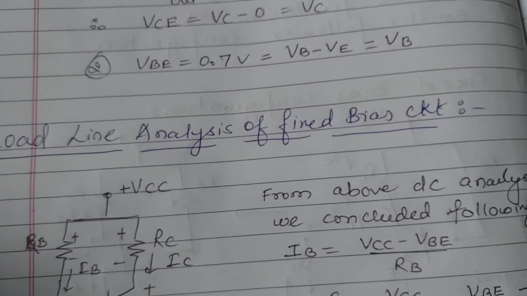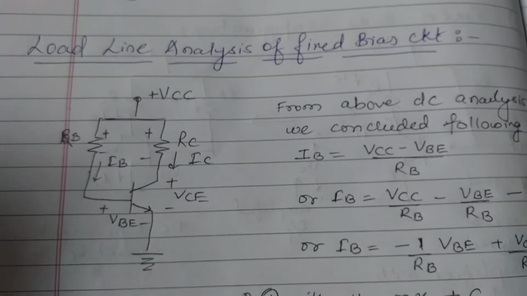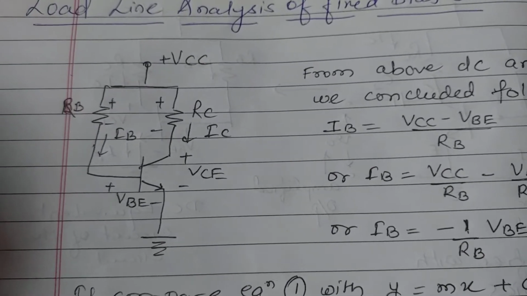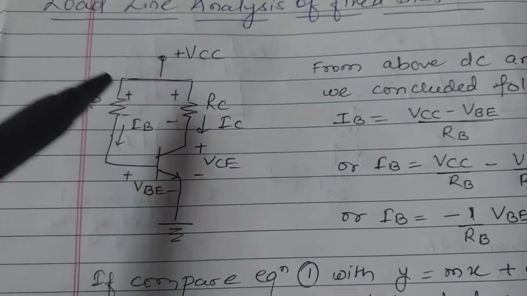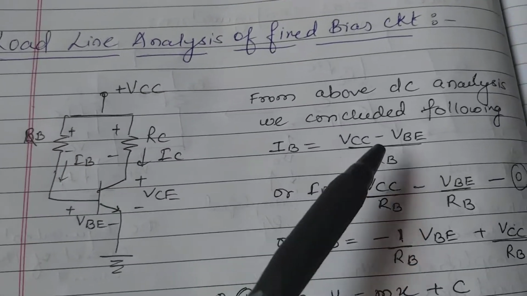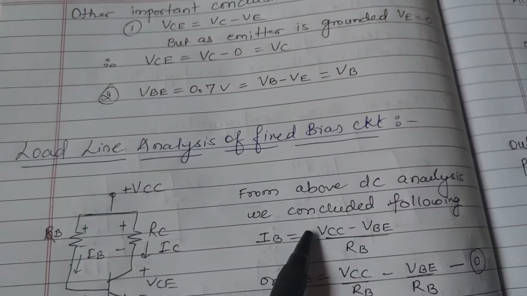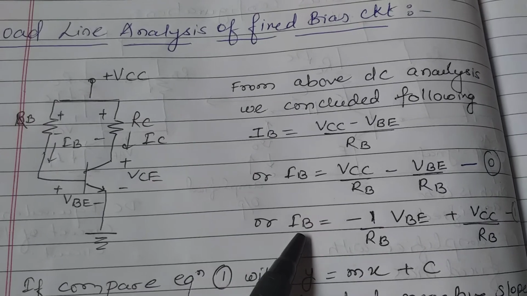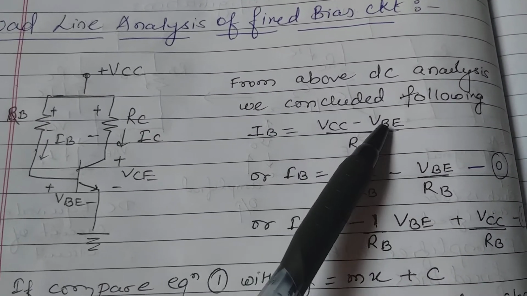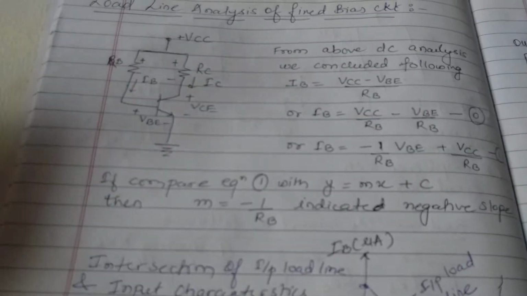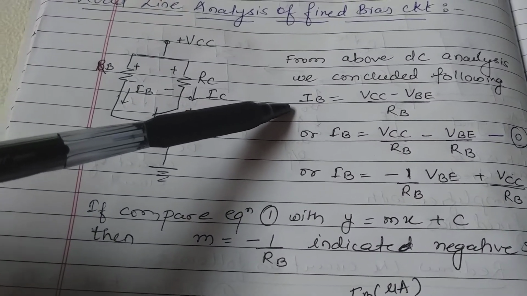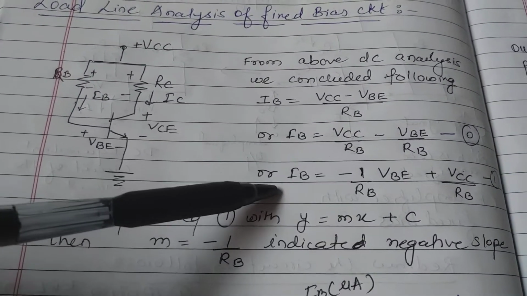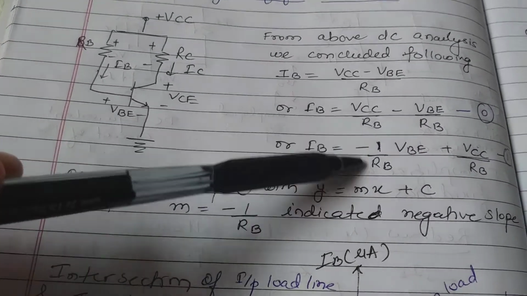Now come to load line analysis of this fixed bias circuit. This is actually the graphical way of doing the DC analysis. So this is your fixed bias circuit. From the DC analysis which we have done previously, we can conclude the following. IB is equal to VCC minus VBE upon RB. We already derived this from the above DC analysis for IB. We can rewrite the equation for IB in such fashion.